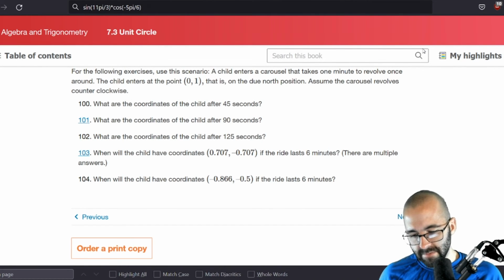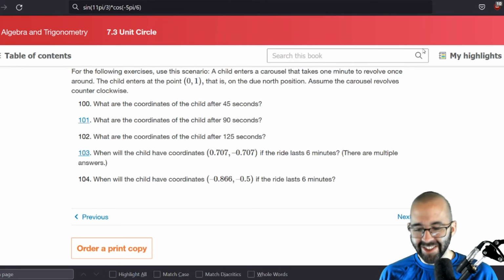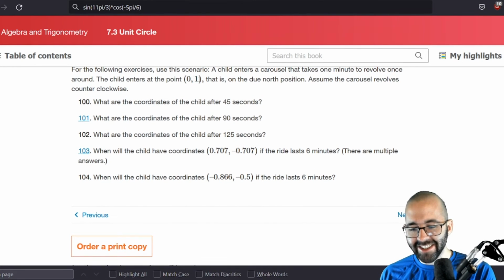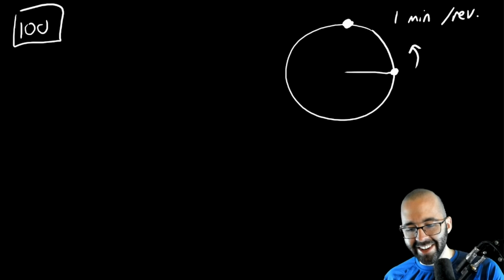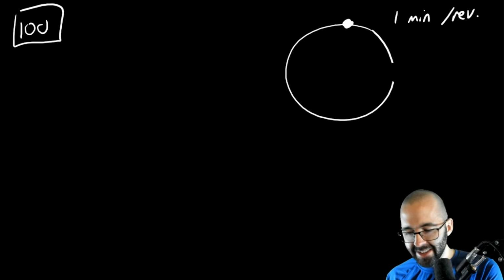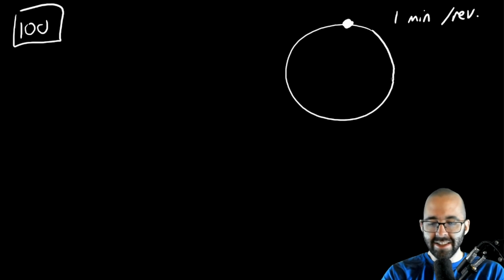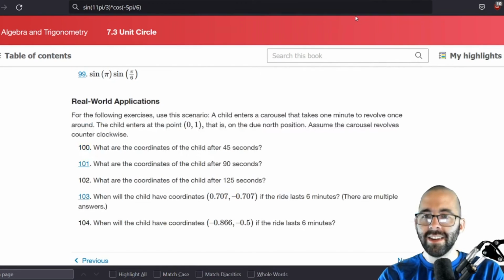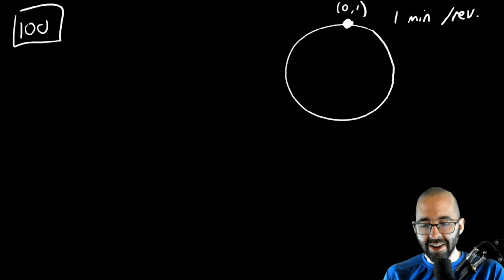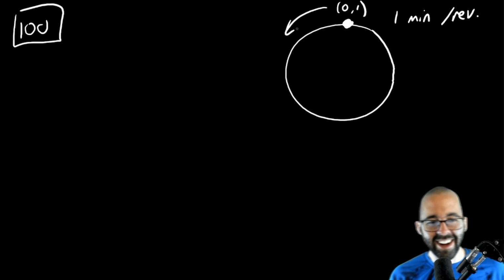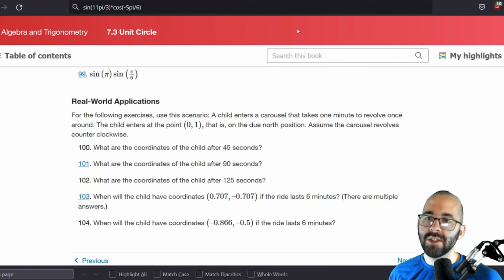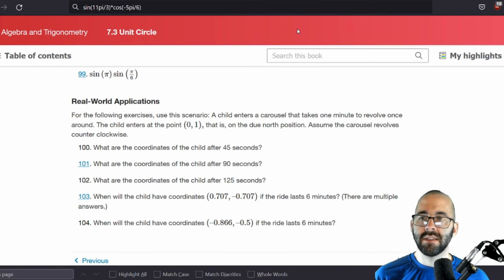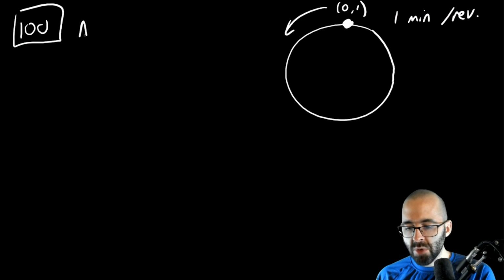So, nope. All right. Look at what it says next, right? The child enters at the point 0, 1. All right. So they enter up here. I've been foiled. Next, I'm going to lose my direction next, huh? This is where they enter at the point 0, 1. Due north, and it revolves counterclockwise. All right, well, at least it still revolves the same direction. So the question is, in number 100, what are the coordinates of the child after 45 seconds? After 45 seconds.